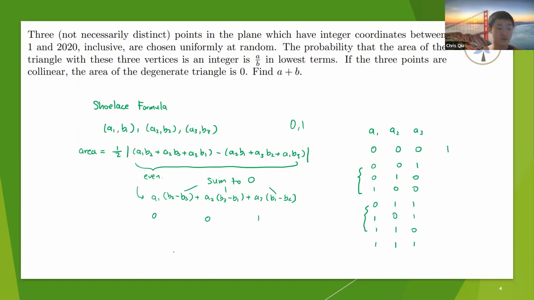If a1, a2, and a3 are 0, 0, 1, then the first two terms become just 0, and the third term becomes b1 minus b2. And we want this thing to be even. So what's the probability of b1 minus b2 being even? Either we want b1 and b2 to be 0, or we want b1 and b2 to be 1. Because otherwise, b1 minus b2 is going to be either -1 or 1, and those are both odd.